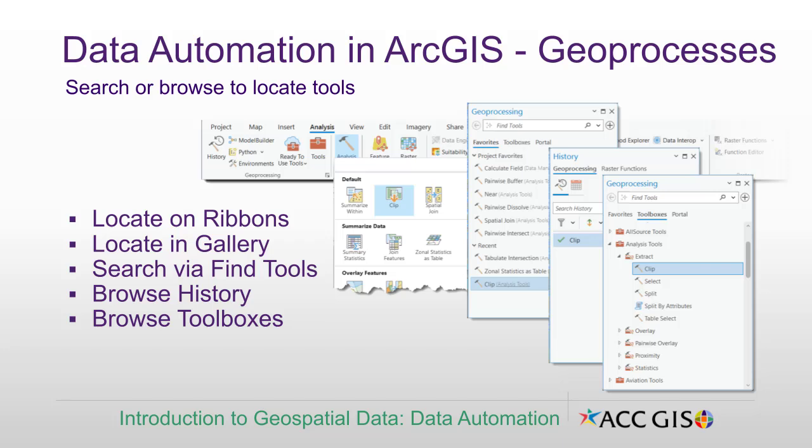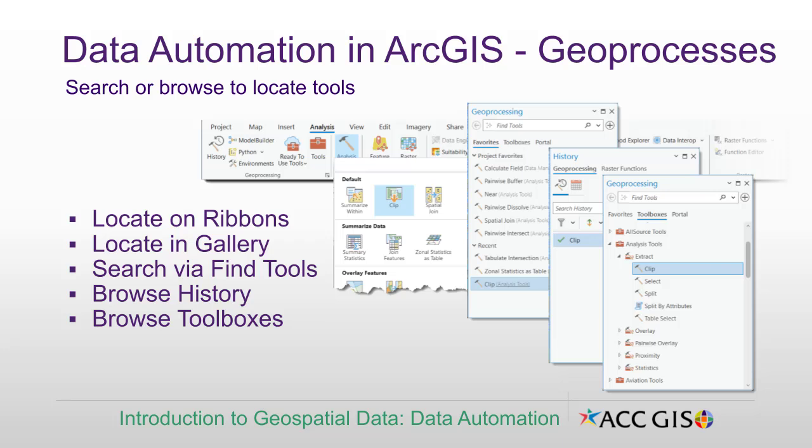You can also locate geoprocesses by browsing a history. In the catalog pane, if I click on the history panel, if I've run any geoprocesses recently in an ArcGIS Pro project, I can see that process in the list. If I double click that process, it'll open it up with the parameters I selected when I ran it. That's a very simple way to automate processes because you can just go back to a previous process you ran, open it up, run it again, or just change a single parameter and run it. In this example, a clip.